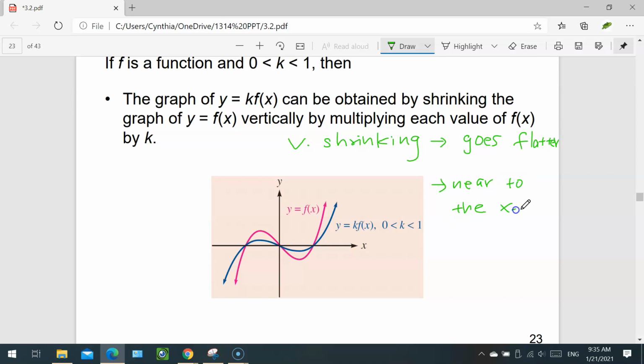So vertical stretching is near to the y-axis. Vertical shrinking, it will go near to the x-axis, and the graph will go flatter. If you look at the blue line here, because k is between 1 and 0, it goes flatter. It's near to the x-axis.